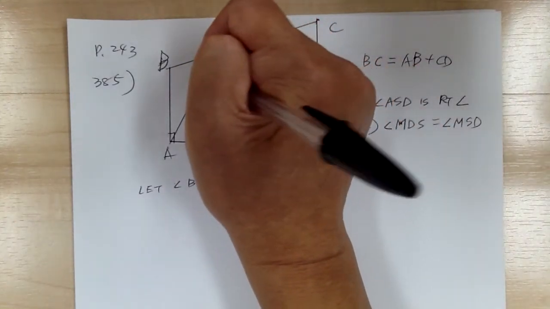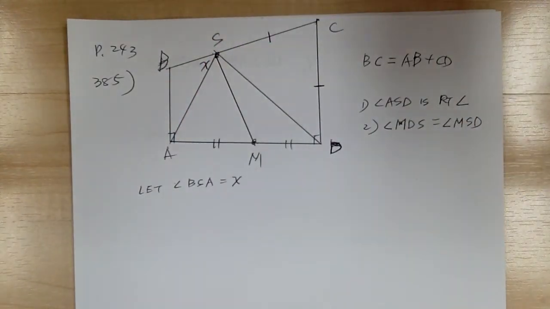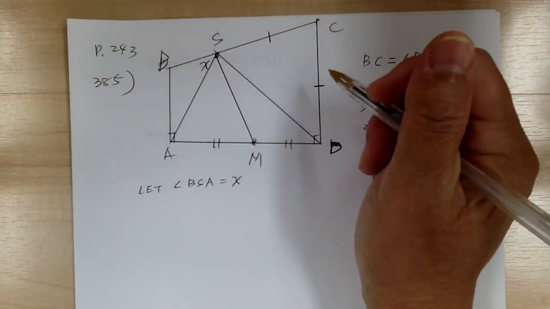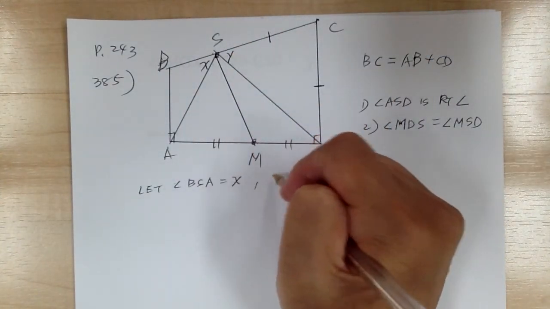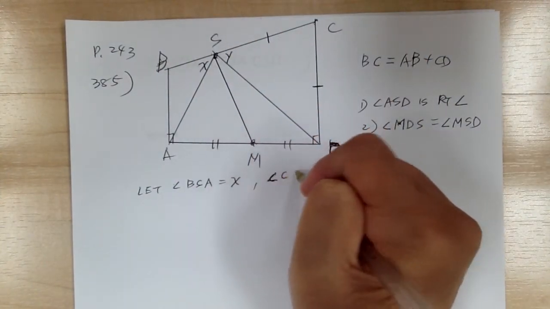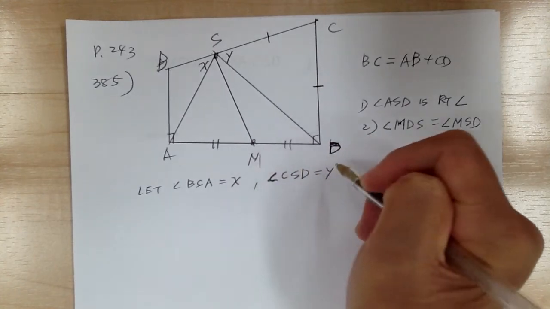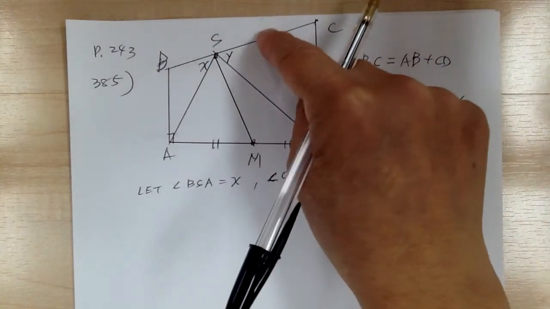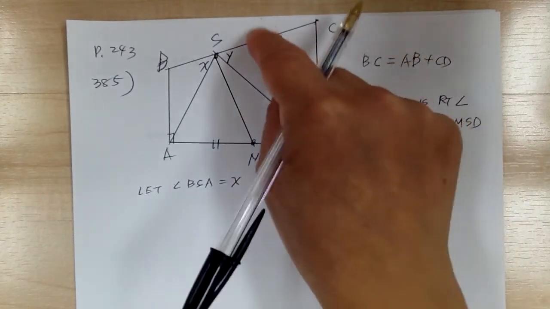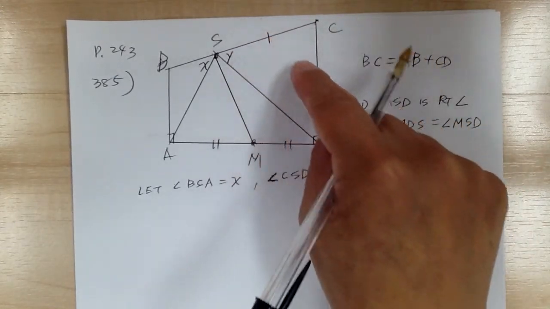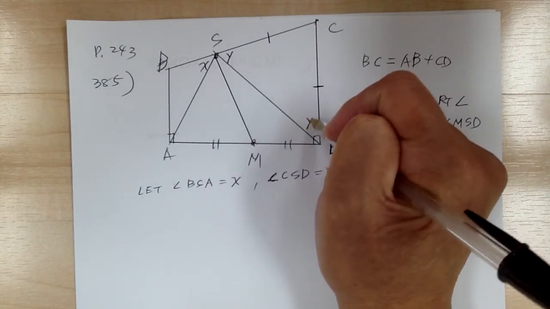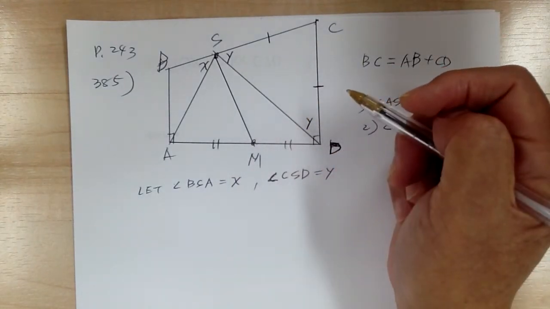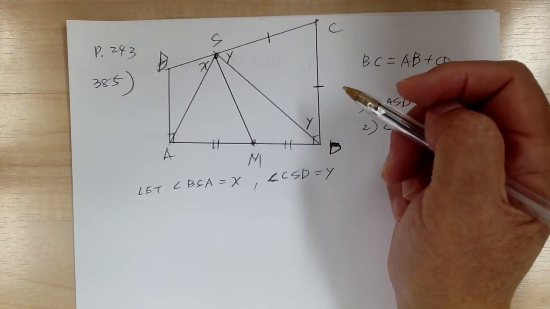Okay, so let's go and call this X. And let's go and call this Y. Now by the isosceles triangle theorem, if this were congruent, then this had to be congruent. So this would be a Y. Okay. And what else do we know?